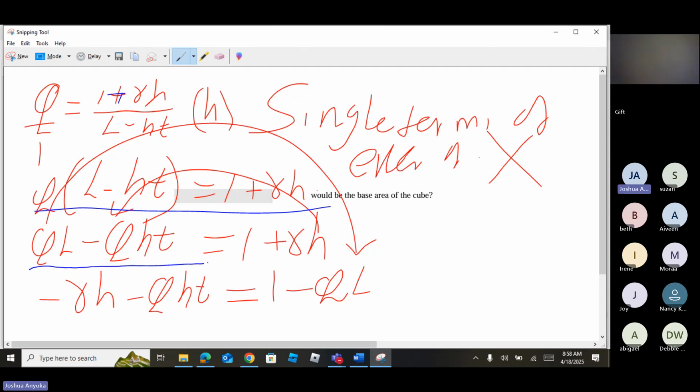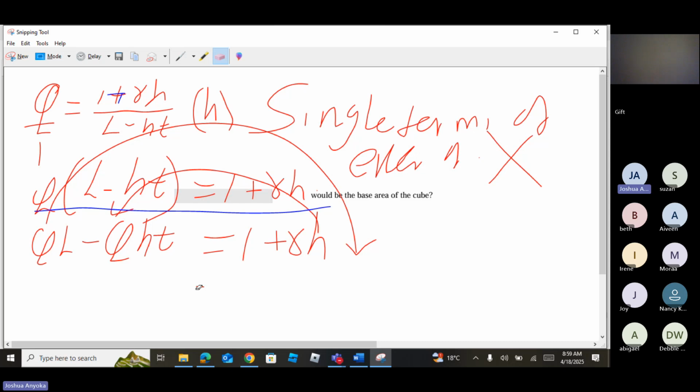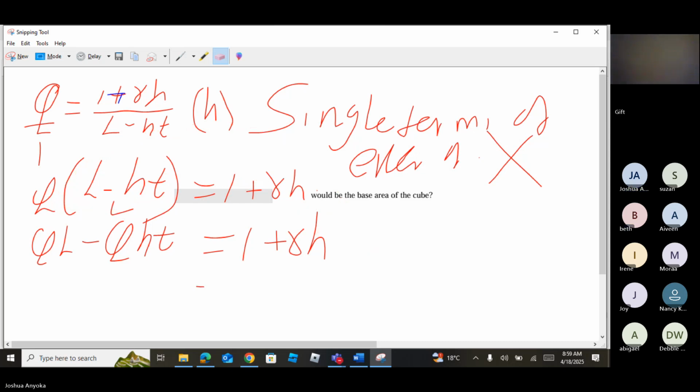Opening brackets up to this level. Then we bring all terms with the H on the left-hand side. Let us do it differently because the other one was okay. Up to here, let me undo. Well, we are here. We have now opened brackets, but we want to remain with what has H on one side.